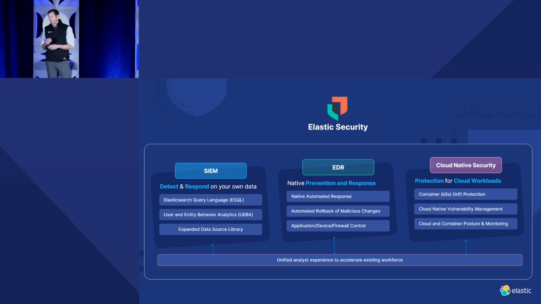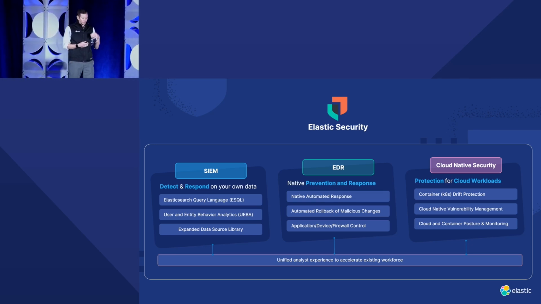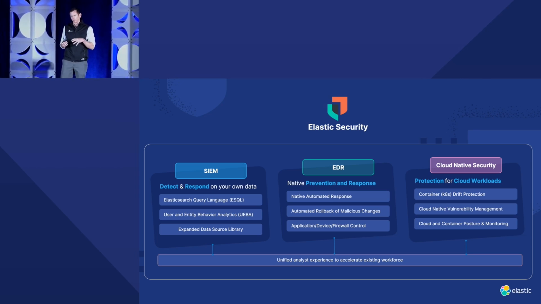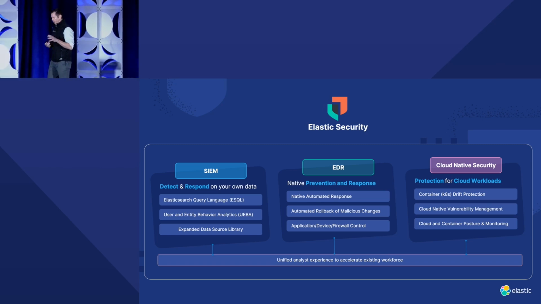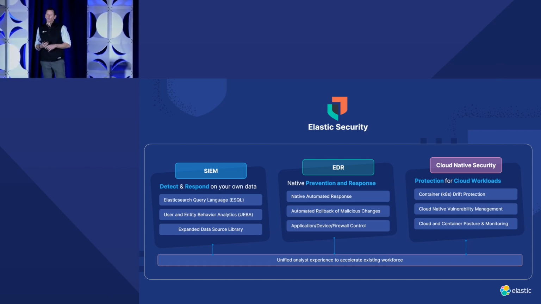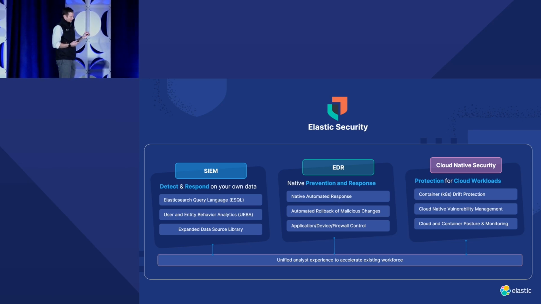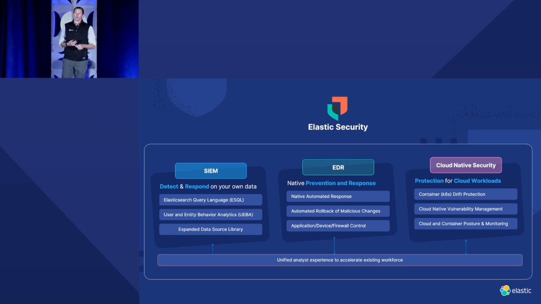And then finally, cloud native security. When I say cloud native, I don't just mean public cloud. Private clouds, Kubernetes, all of this is included here. But building in drift protection, ensuring that you're maintaining your baseline within your containers. Vulnerability management and cloud native vulnerability management, and cloud and container posture and monitoring, all coming very soon within the Elastic Security solution.